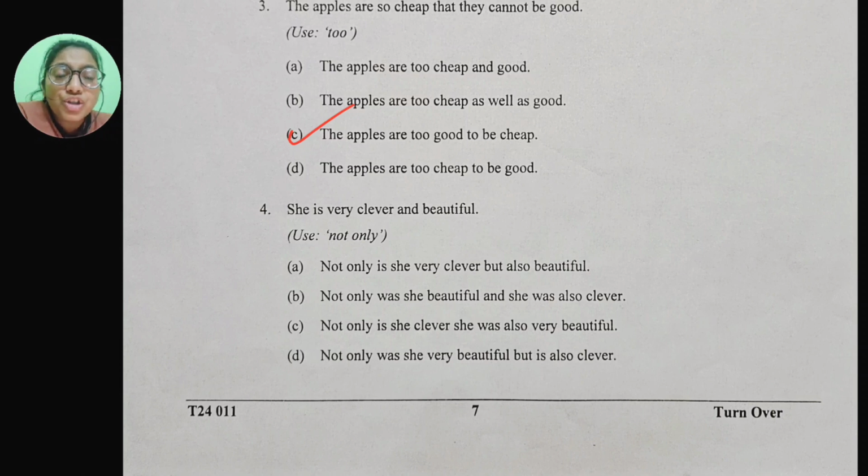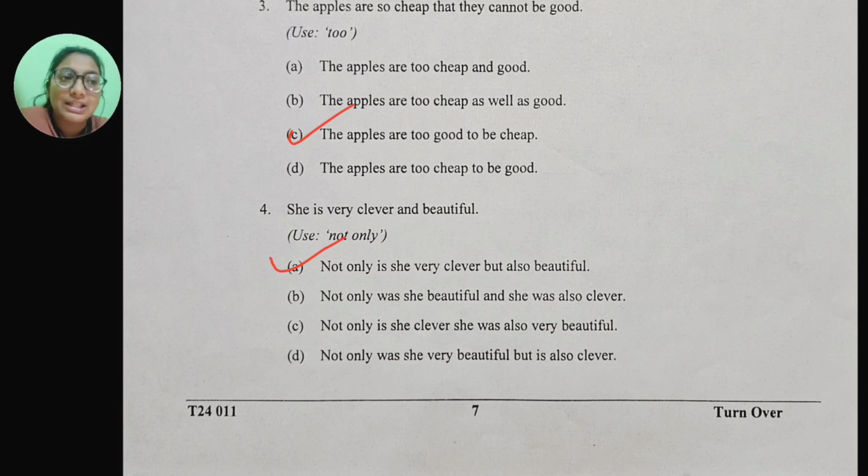B. Not only was she beautiful and she was also clever. Number C. Not only is she clever, she was also very beautiful. And number D. Not only was she very beautiful but is also clever. Okay, so as a rule we know whenever we use not only, we also use but also over here. So in this question the correct answer will be A. Not only is she very clever but also beautiful. So this is the correct answer for the first 4.